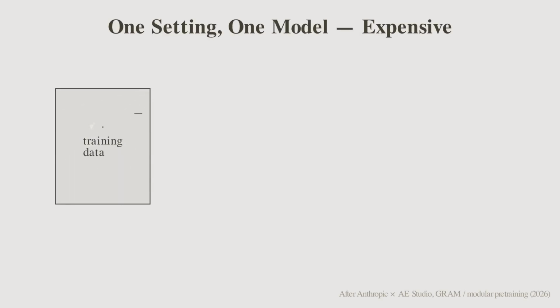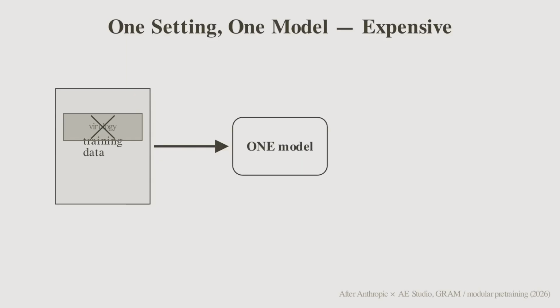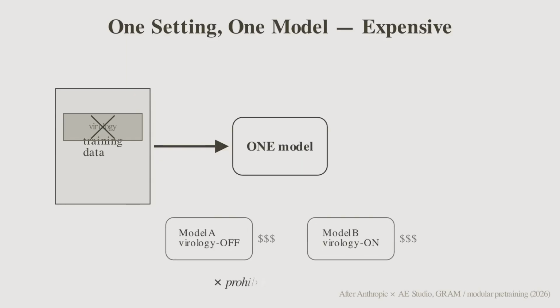The obvious alternative: filter dual-use data out of pretraining. Virology text never enters the model, but this commits you to one model with one fixed set of capabilities. Want virology on for biosecurity researchers and virology off for public deployment? You train two complete models. At frontier scale, that is prohibitively expensive.